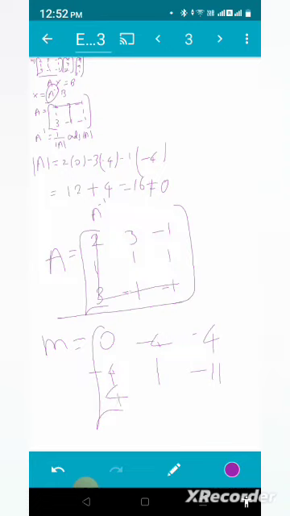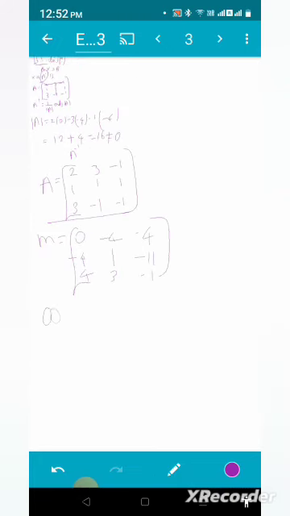Then plus 4, then the corresponding row and columns are get cancelled. 2 minus of minus 1, that is 2 plus 1, so that is 3. I put 3 here. Then the corresponding row and columns are get cancelled. 2 minus 3, that is minus 1 here. 3 minus 1 here. So this is the minor value.